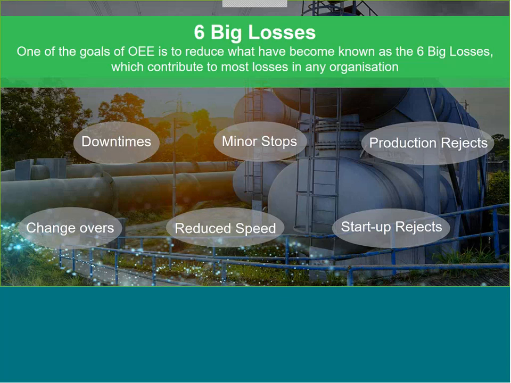Then you can have minor stops like misfeeds or jams. A lot of the time, they're repeated over and over. They get accepted as the norm by operators. Operators typically fix them on the spot, but then they usually go unrecorded, and no action is taken on them. You have production and startup rejects. They also need to be recorded as quality losses.